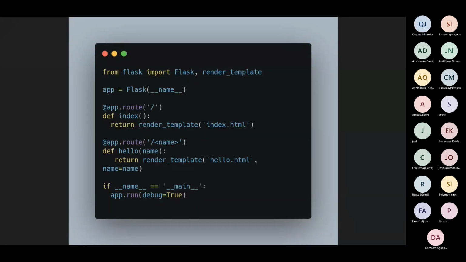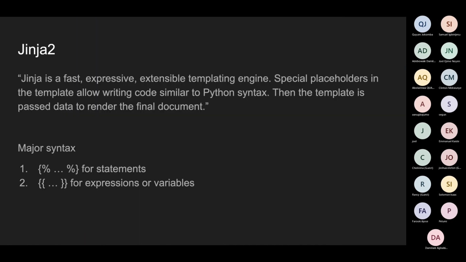Okay, great. But right now, if you went to your HTML file, if you create a regular HTML file, the way we are used to creating HTML files, you won't be able to make use of this name. So this is where Jinja2 comes in. Jinja2 was created for Python, basically, where you can write Python expressions. So simply put, Jinja2 is a fast, expressive, extensible templating engine. Special placeholders in the template allow writing code similar to Python syntax. So basically what they are saying is you can write some of the code you can write in your Python file, in HTML files.